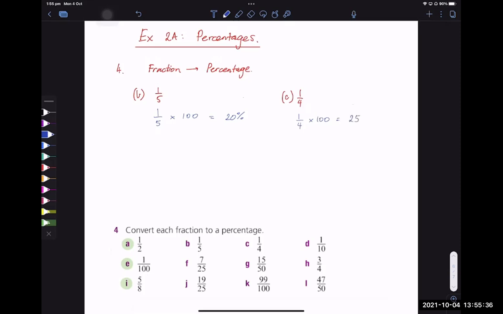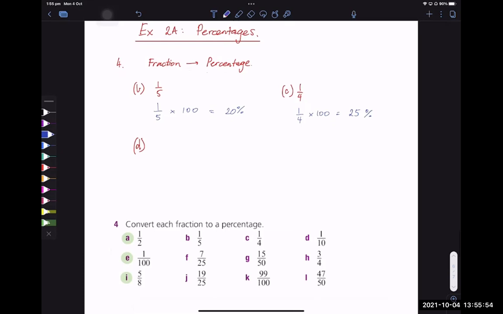So 25, do I just leave the number as 25? No, you have to write the percentage at the end, fantastic. Okay, so just getting a bit of practice for that, just in case they ask you to convert a fraction to a percentage.